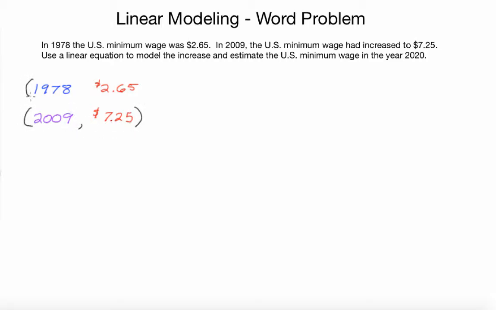We have our independent and dependent variables, and we can see, oh, as x is changing, we're going to make this my independent variable. So x is just going to represent the year. And my y, as years are changing, how does the minimum wage respond to the changing years? It's increasing. So y represents the US minimum wage.